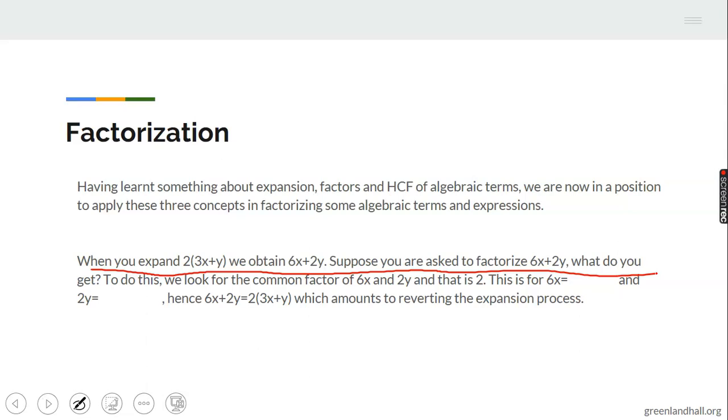Now to do this, we look for the common factor of 6x and 2y, and that is 2. 6x equals what? 2 multiplied by 3x. And 2y is 2 multiplied by y. Yes or no? Yes. Do you see now that 2 is common? Hence, 6x plus 2y equals 2 into 3x plus y, which reverses the expansion process. With examples, we are going to understand what I'm trying to say.